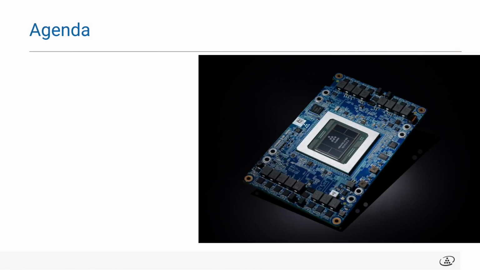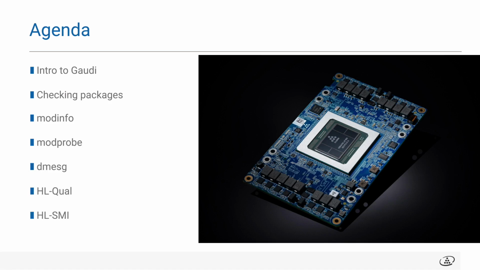In this video, we will go over the material in the following order. We will start with an introduction of what Gaudi is, then go over how to check for the right software packages installed on your system, go through how to review kernel module information, load the kernel module, and ensure it has been loaded correctly. Lastly, we will go through some Habana tools that will help understand the system configuration as well as provide some system setup testing.